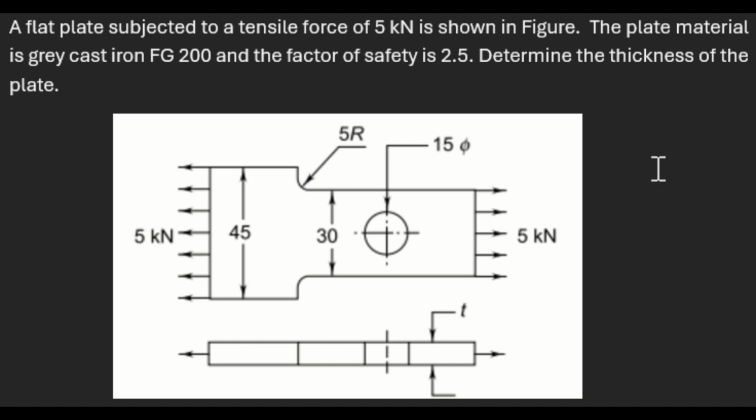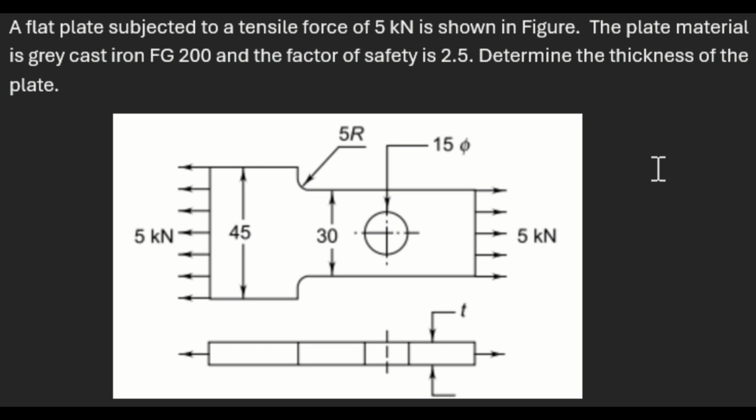So we have a flat plate and it is subject to a tensile force of 5 kilonewton. You can see from the figure, it has a fillet region. It's not a plate of uniform cross section. It has a step part, and it has a fillet region of radius 5. After the fillet region, there is a central hole having diameter 15 mm.